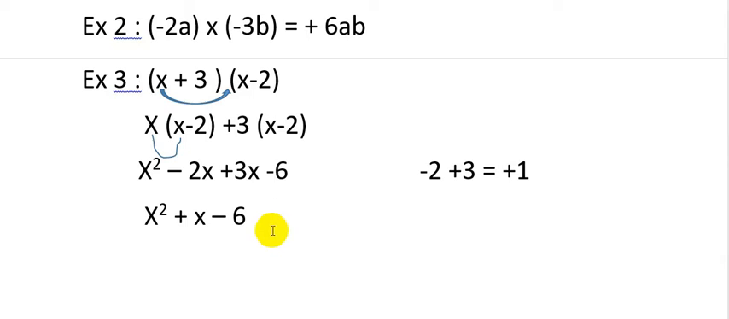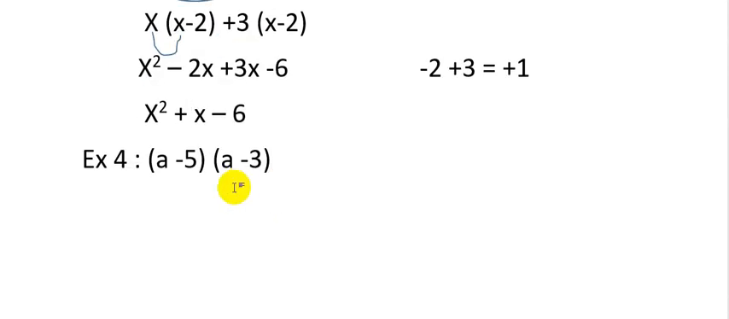Let's do one more example. Let's say a minus 5, I'm going to expand with a minus 3. As I mentioned earlier, first we multiply a by a minus 3. Then again, minus 5 we multiply by a minus 3. Now I am going to expand the terms.